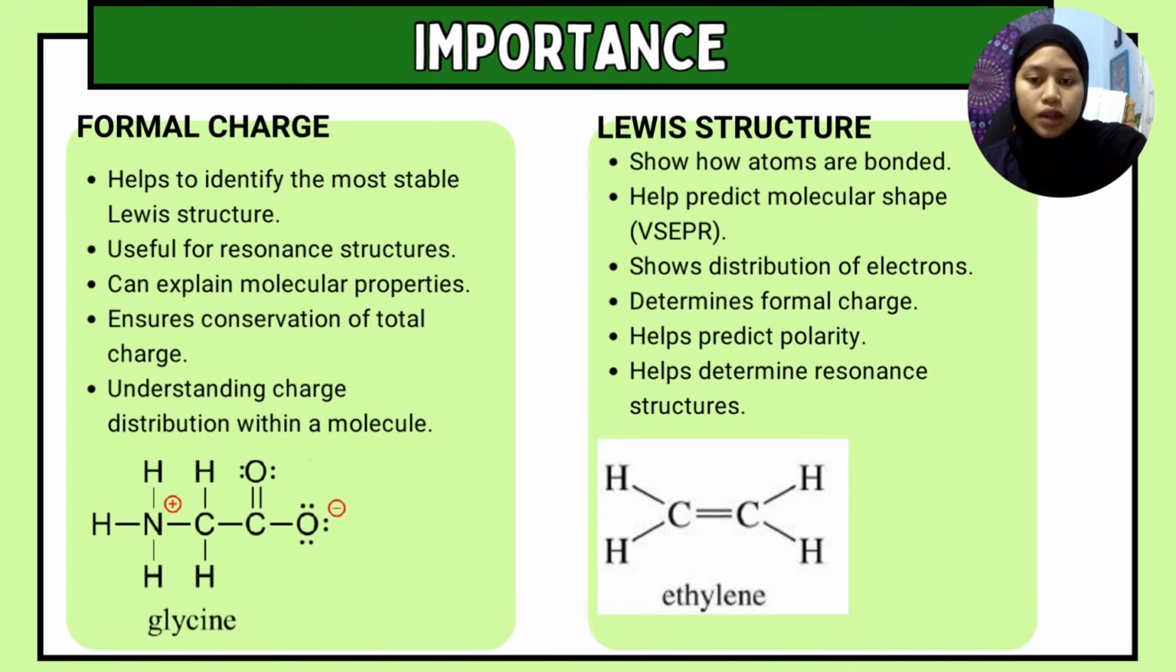So for the right side of the box is Lewis structure. Lewis structure shows how atoms are bonded and how electrons are arranged. They help predict molecular shape using VSEPR theory. From the Lewis structure, we can determine formal charge, polarity, and resonance structures. So for example, this diagram, which is ethylene, shows a double bond between carbon atoms which affects its shape and chemical behavior. So in summary, Lewis structures show the bonding and electron arrangement, while formal charge helps us choose the most stable and realistic structure.